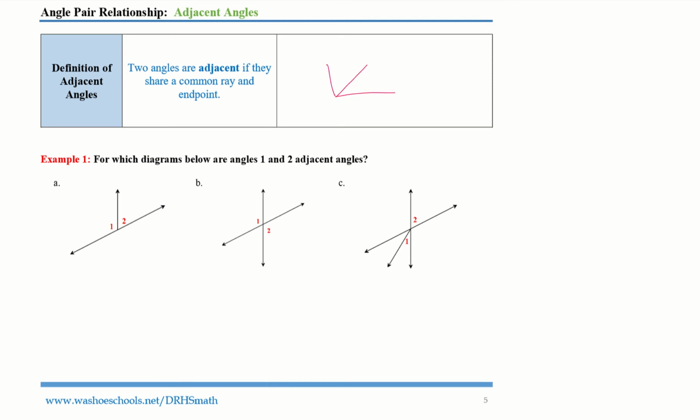So, if I have two angles here, angle A and angle B, this is going to be our common ray. And then this right here is the common endpoint.